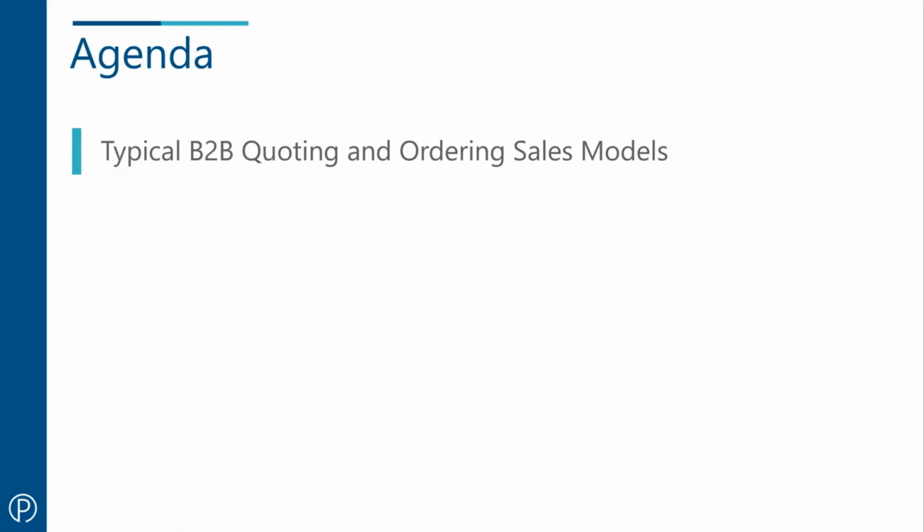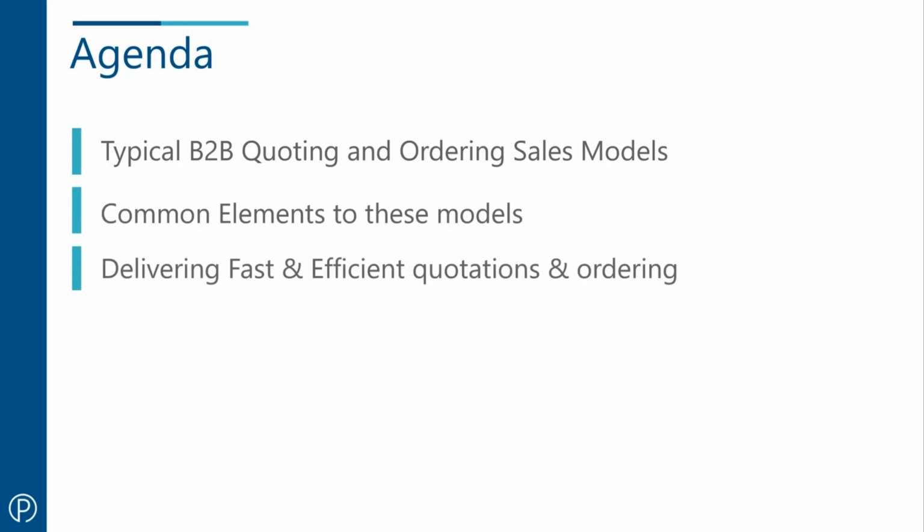We're going to have a quick look at some typical B2B quoting and ordering sales models just to make sure we know the different types of quotes and order entry we're trying to do. And then we'll break that down and look at some of the common elements that we need to get right. And then we'll have a demo and actually look at some of those different types of quotes and orders that we want to do and make sure that we can understand how to do them all efficiently and accurately.